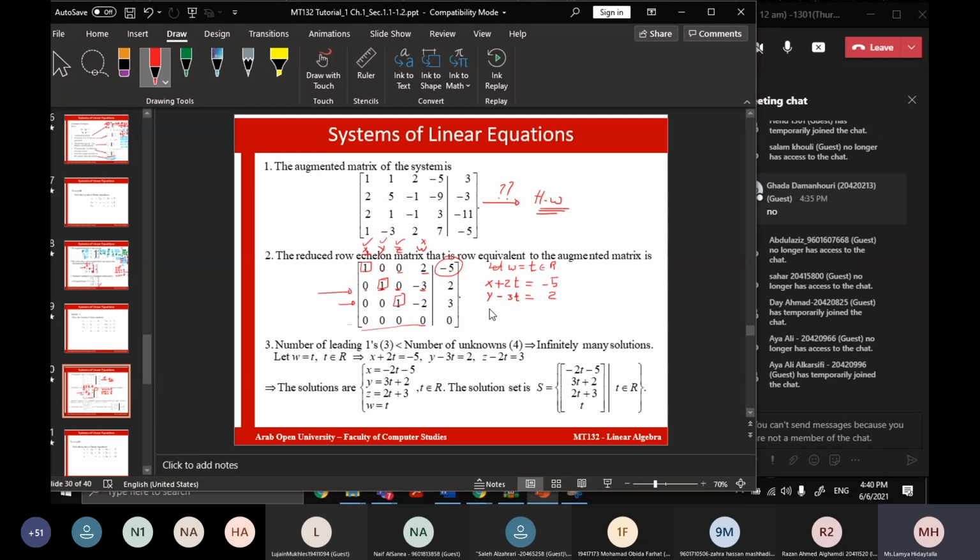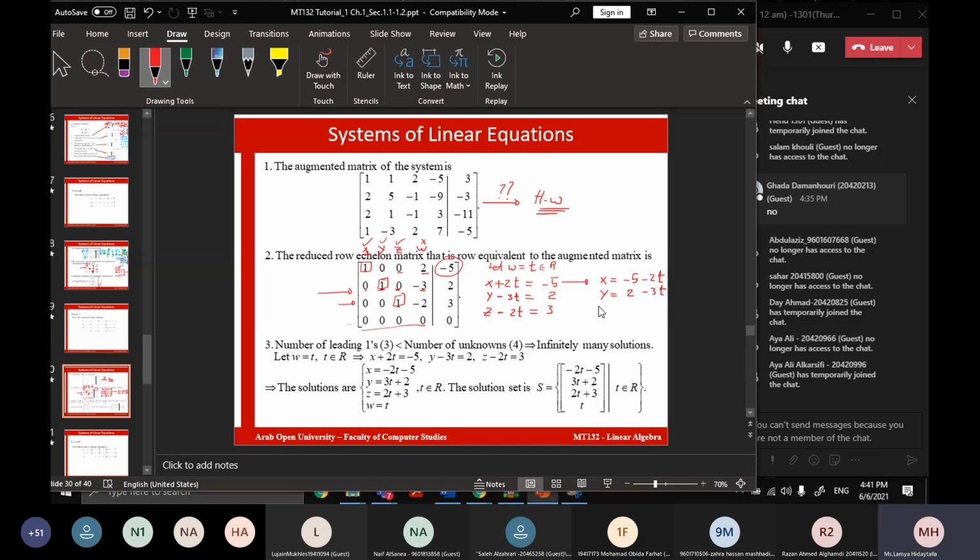What do we have? 0 plus 0 plus z minus 2t is equal to 3. Okay, so from here what do we have? The value of x equals minus 5 minus 2t. Okay, what about the y? The y is equal to 2 minus 3t.